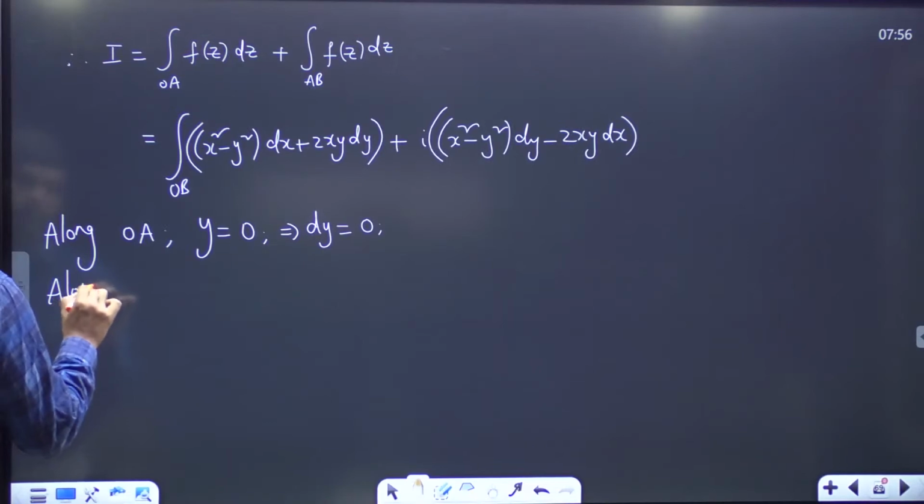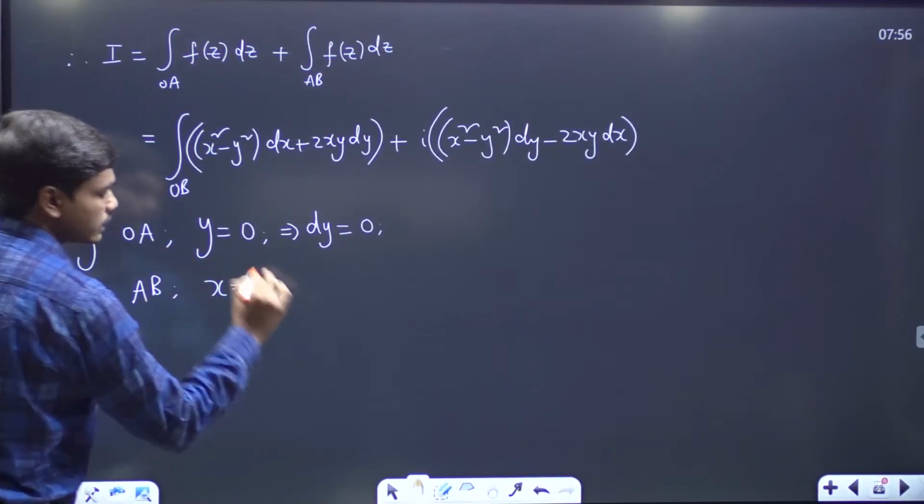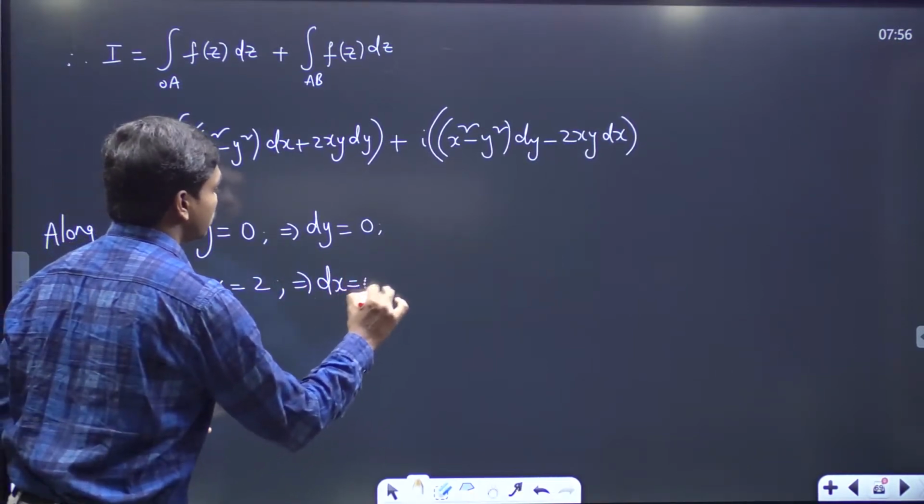Along AB, the x value is constant, yes or no? Because the line is vertical, so you know x is 2. So what does this imply? dx is equal to 0.